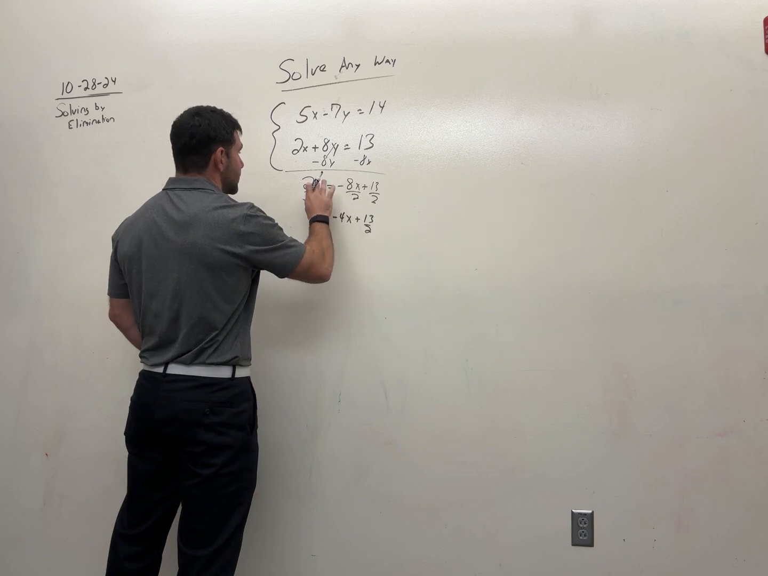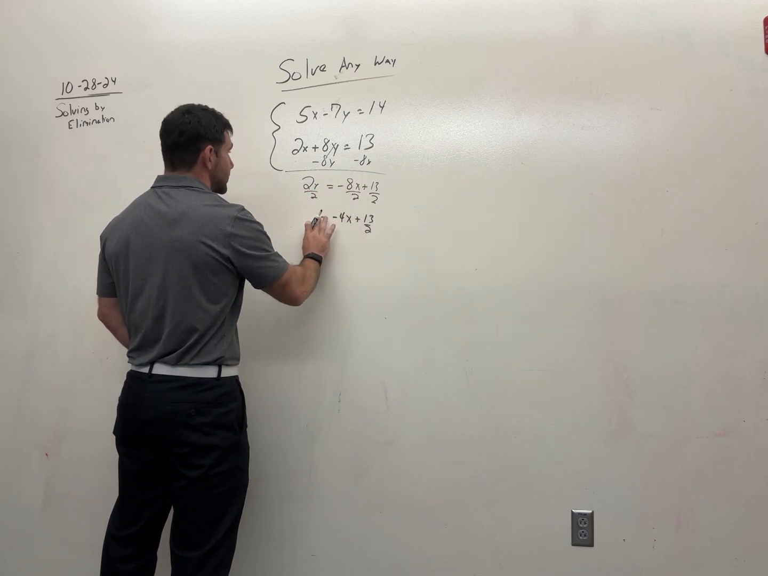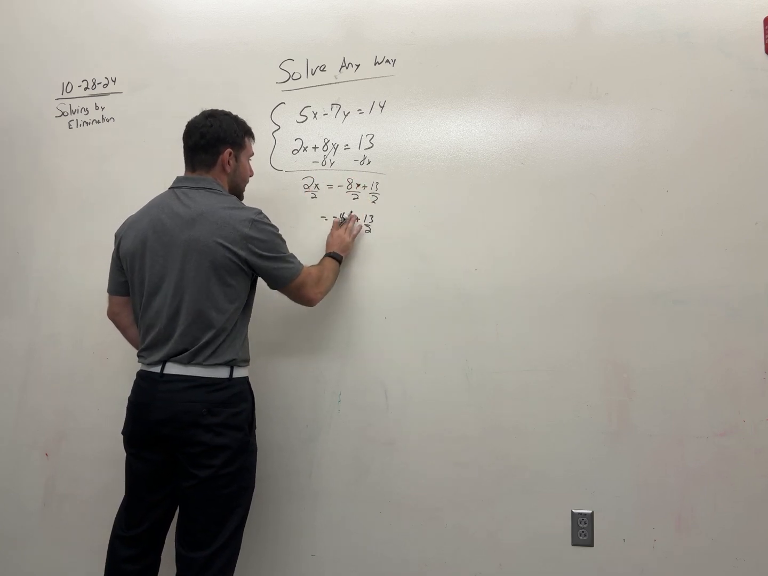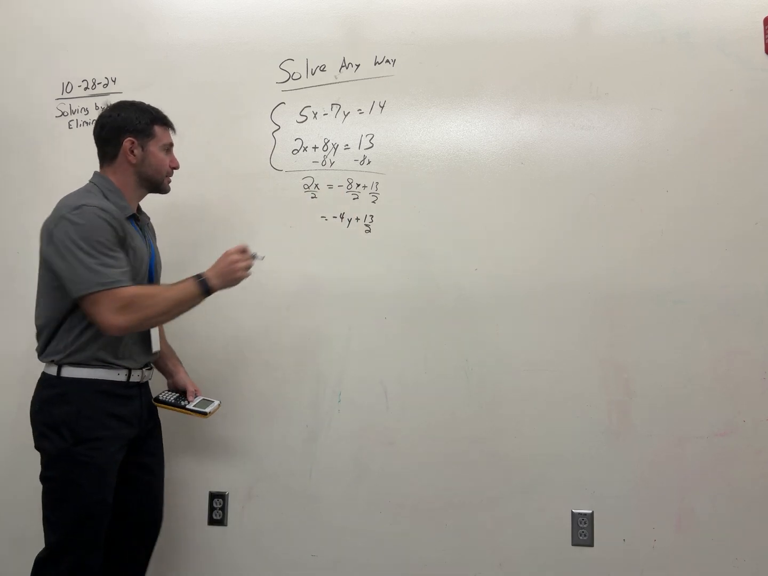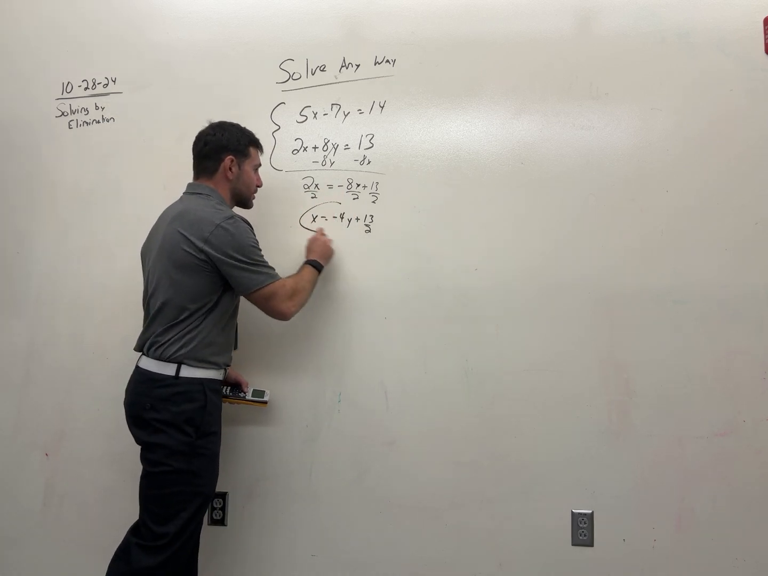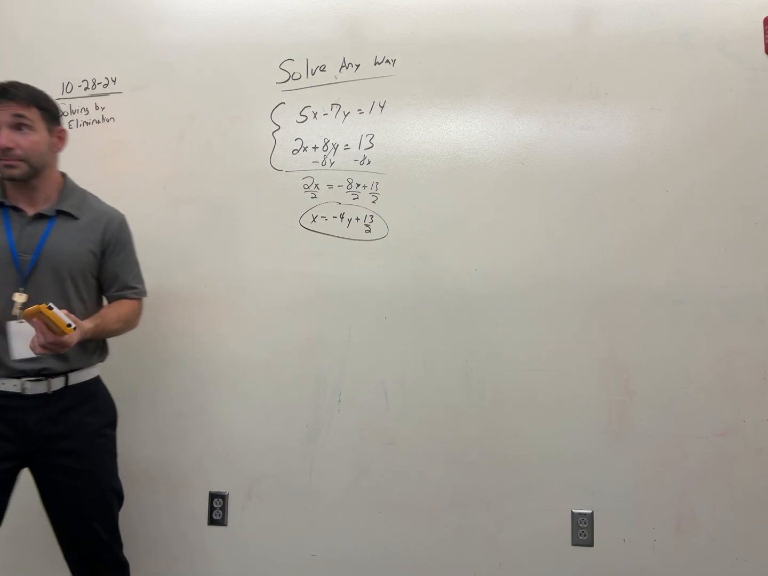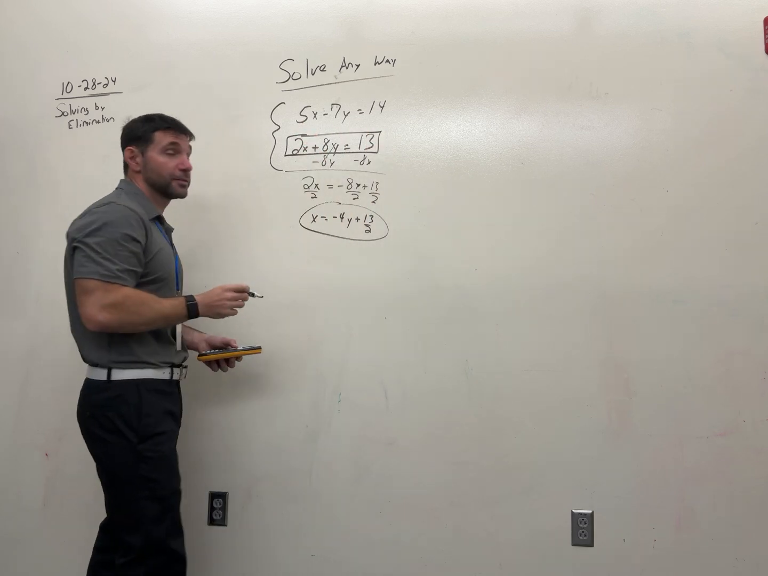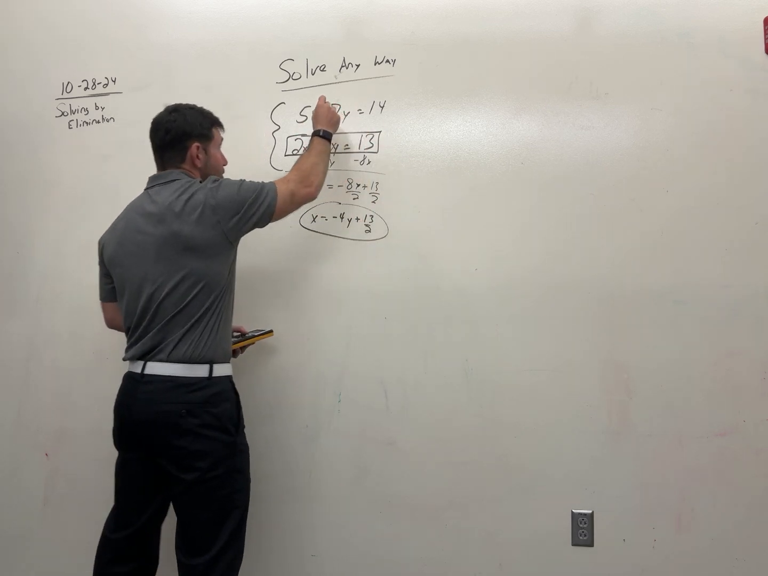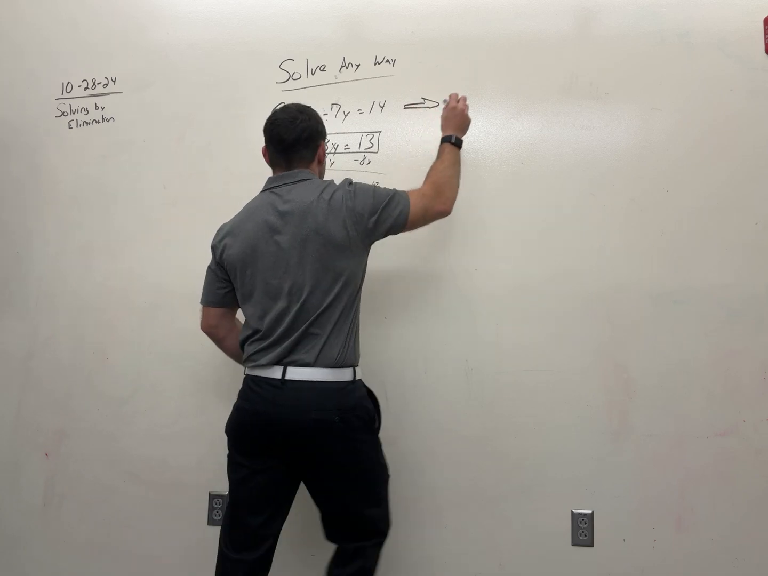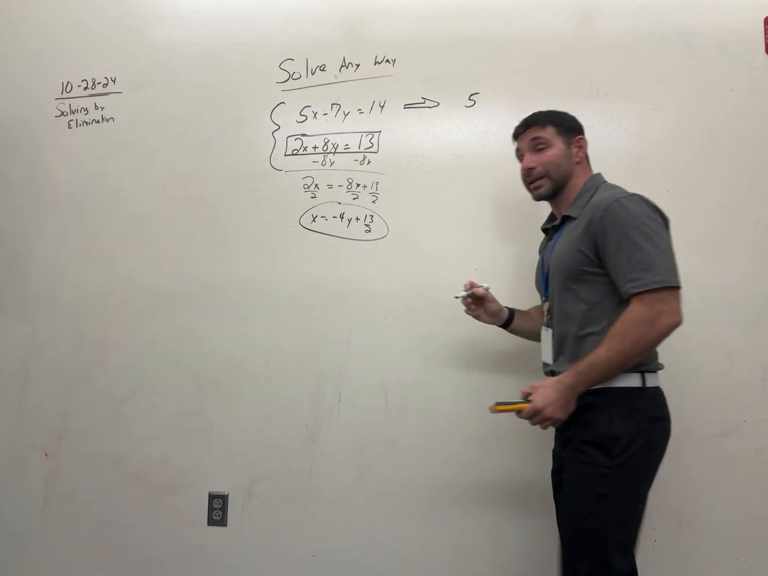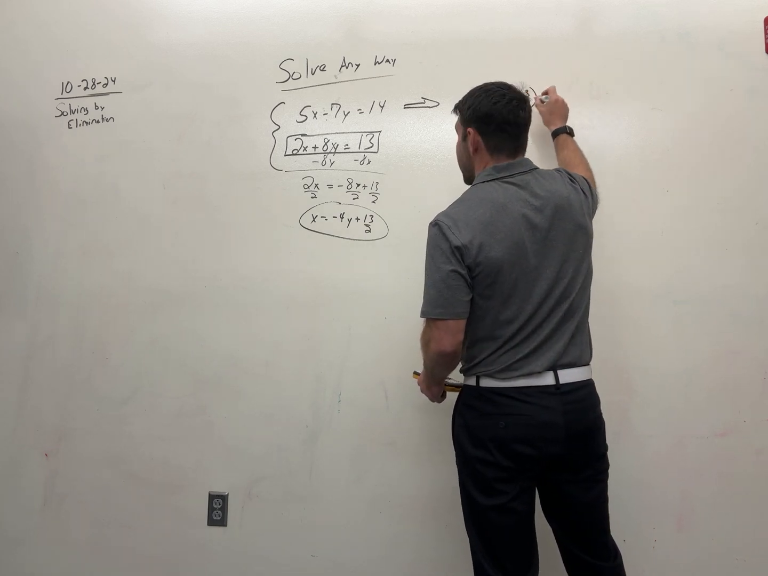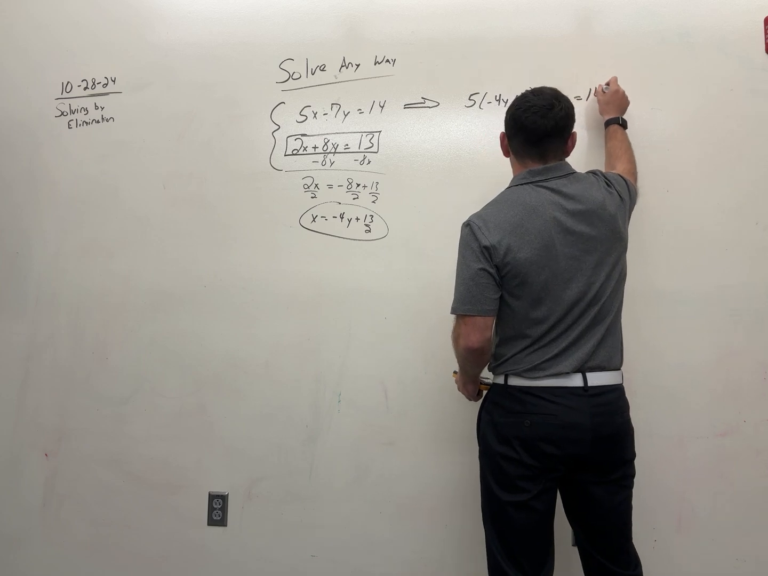Mr. H, you're solving for y, sir. What just happened here? This is an x. This is a y. Sorry. So that gives me negative 4y. So x equals negative 4y plus 13 halves. Have I lost anybody yet? Okay. So this is the one that I used to solve, so this has to get substituted into this one. So 5x. Well, what is x? It is negative 4y plus 13 halves, minus 7y equals 14.